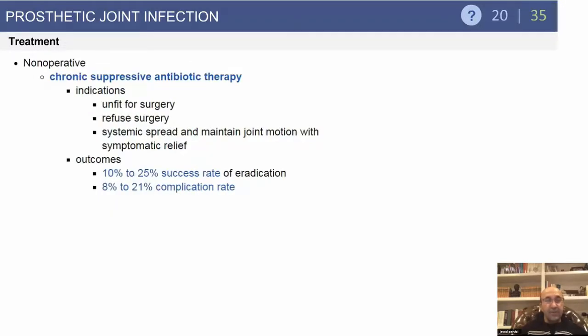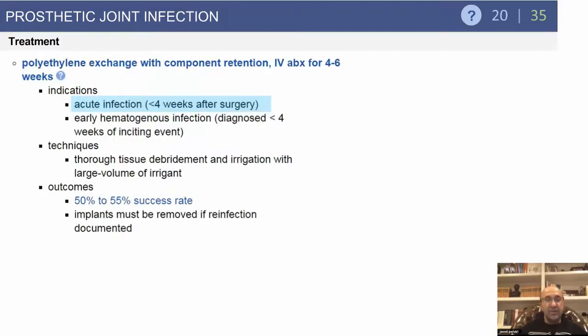Treatment. Non-operative is really not an option very much for a fit person. Anybody who cannot undergo surgery may be suppressed with antibiotics, but otherwise it's important to consider surgery.